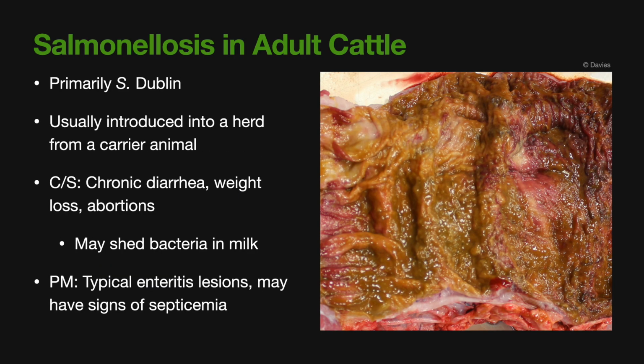Salmonellosis in adult cattle is usually caused by Salmonella Dublin. Most herds develop disease after it is introduced by a carrier animal. Clinical signs include chronic diarrhea, weight loss, and abortions. Cattle may also shed the bacterium into their milk, which has implications for dairy production. At necropsy, you would see typical enteritis lesions, and some cattle may have signs of septicemia.